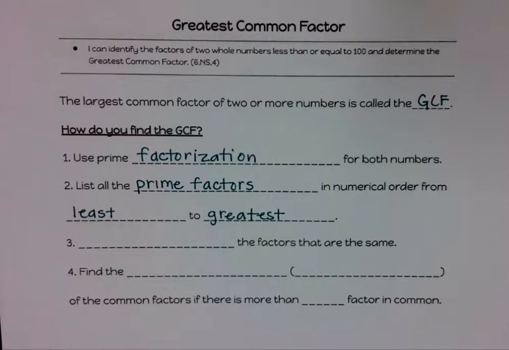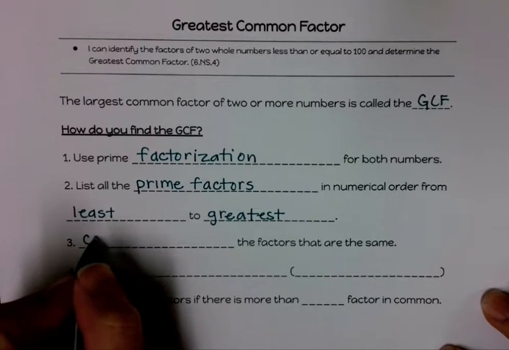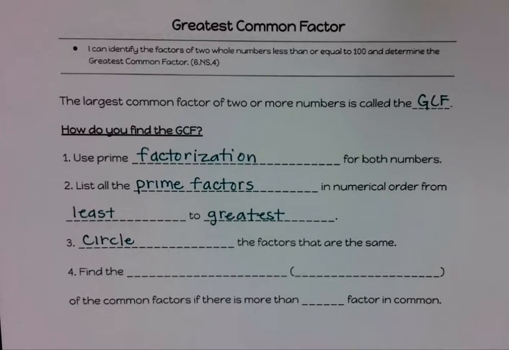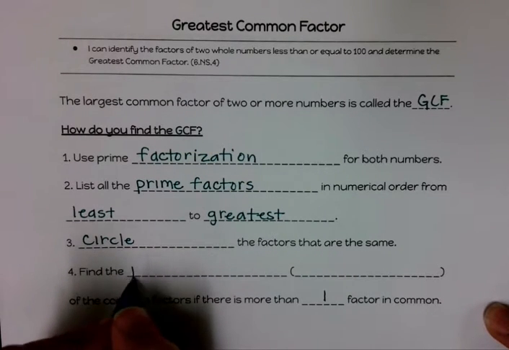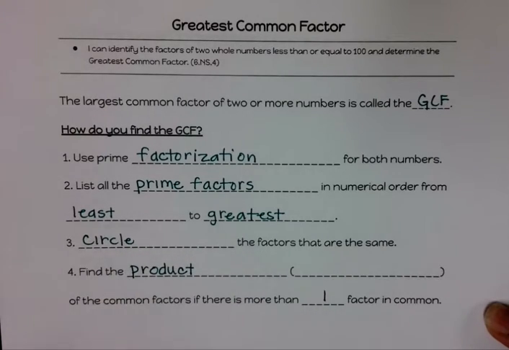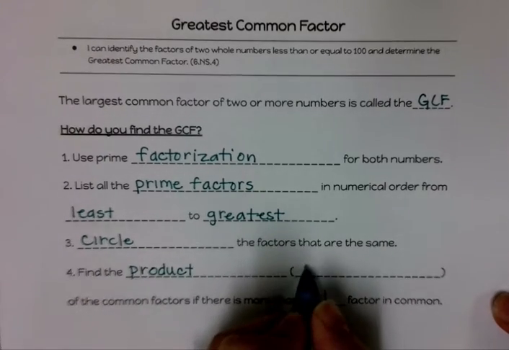It really helps for us to see what factors they have in common when your work is organized. You're going to circle the factors that are the same. If there is more than one factor in common, you're going to find the product of those numbers. And product in math means that we're going to multiply.